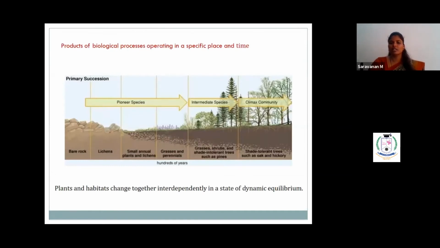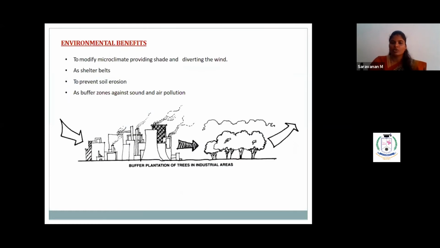So these are the plants and habitats which change in your dynamic equilibrium. This is your bare rock. This is just the process of how you're operating in a specific place or time. These are the pioneer species, intermediate, and climax community. So these are your environmental benefits with these plants, what you're going to do.